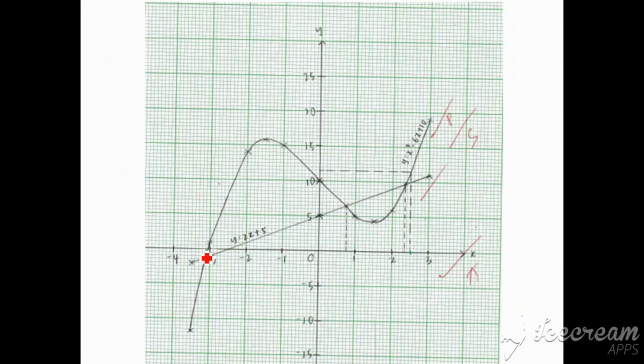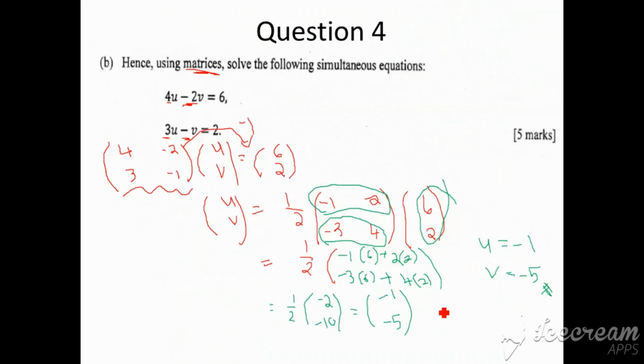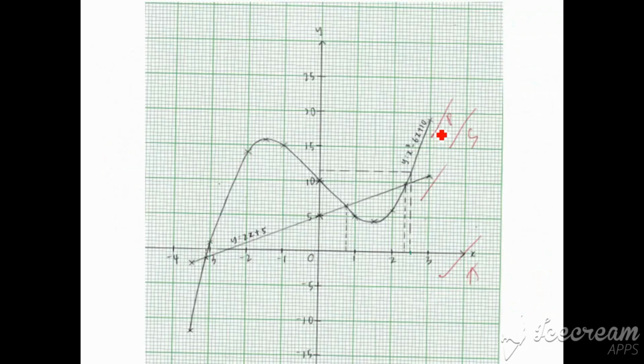Then from your graph, you plot out these 2 points, negative 3.5 and negative 2. Negative 3.5, negative 2 is here. Okay, you plot an X here. And then 3, 11. 3, 11 is here. You plot another X here. And then you draw a straight line using a ruler. Okay, so this is the straight line for y equals 2x plus 5.